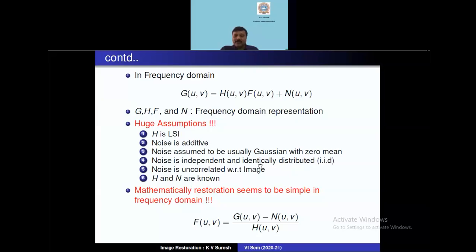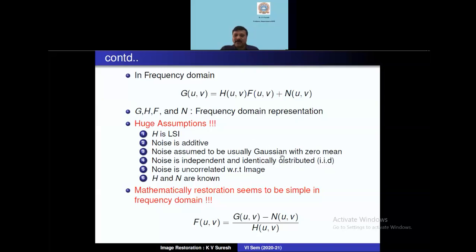Not only that, we assume that it is identically distributed. What do we mean by that? If I take an image, every pixel could be treated as a random variable. The noise can corrupt every pixel. What we assume is that every noise random variable has the same distribution. That means any pixel x comma y and the neighboring pixel of this x comma y will both have the same distribution.